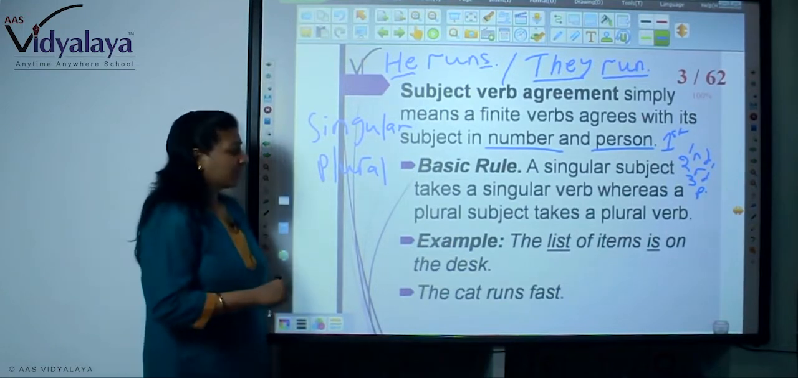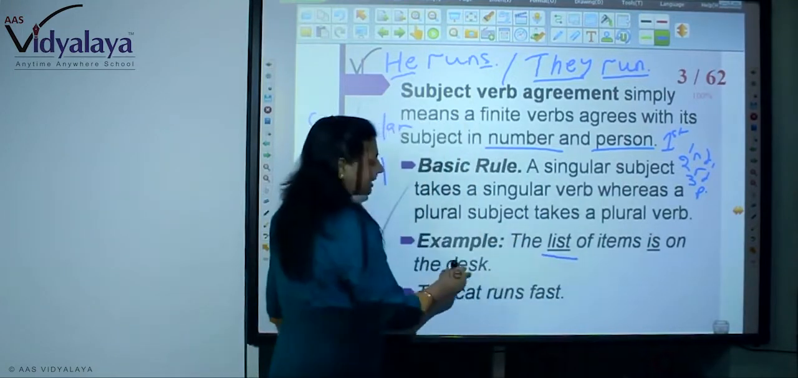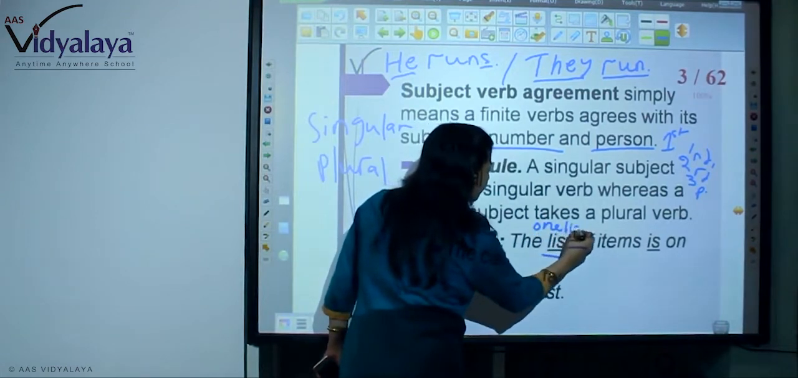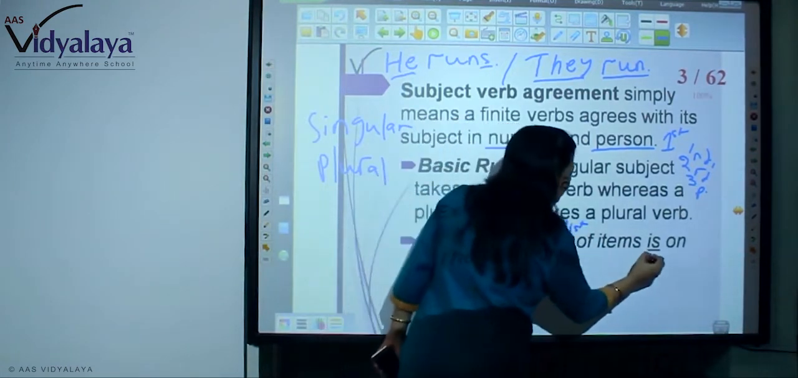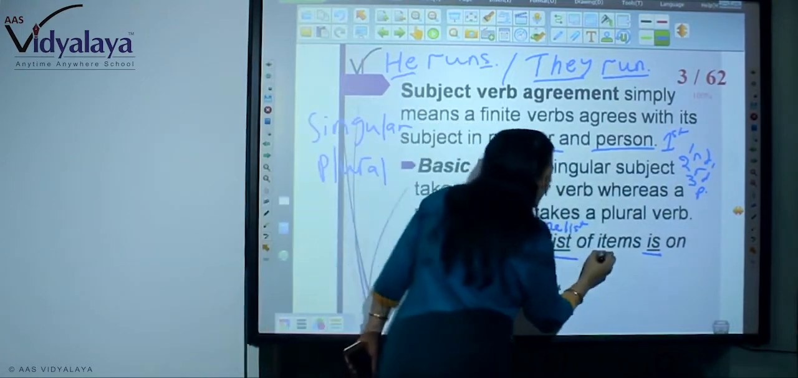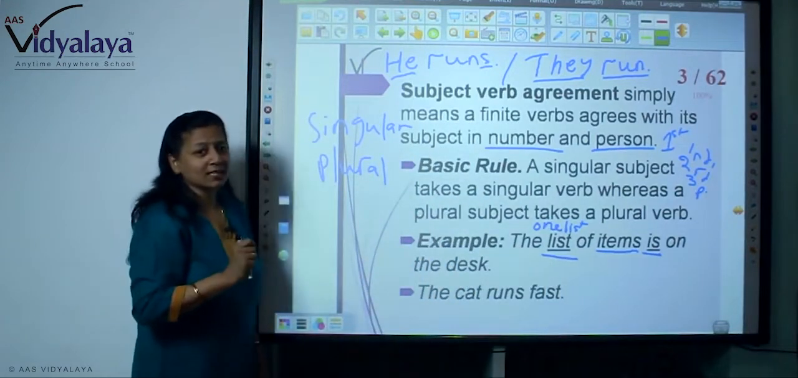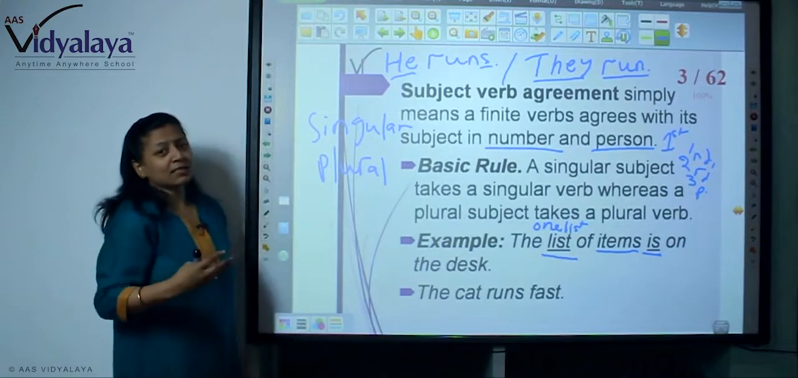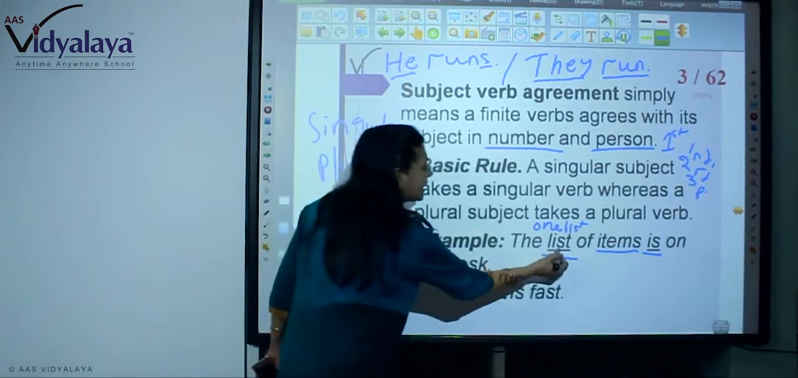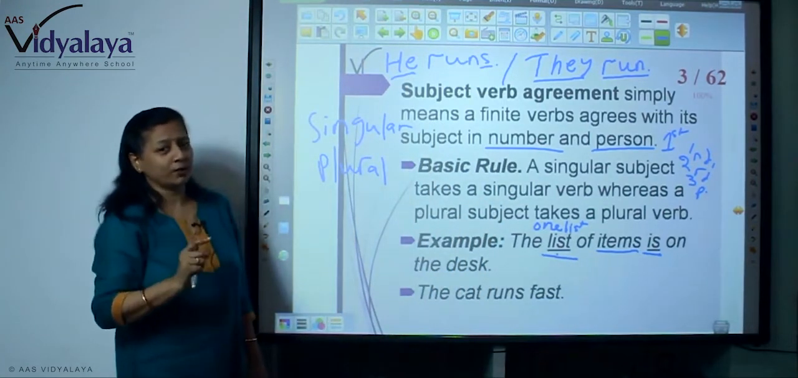Now, example: the list of items. Here you are saying list, that is one article, one list. So, our verb is, not are, though there is a word like items there. Items, you may say it's plural, but the main subject is the list. So, according to the subject, your verb will be.